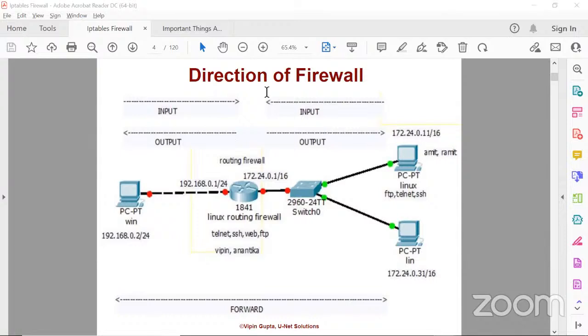Then understanding this direction of firewall is very necessary. So in my case, I will be involving 4 systems. One of my systems is going to be 192.168.0.2. It is going to be a Windows system.